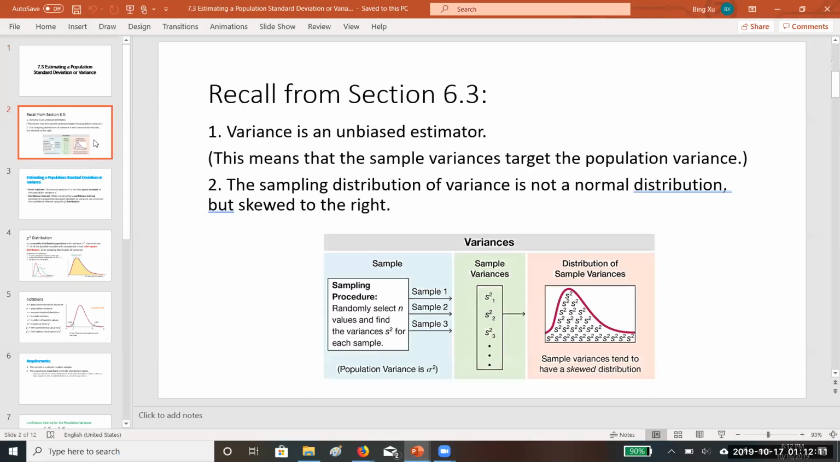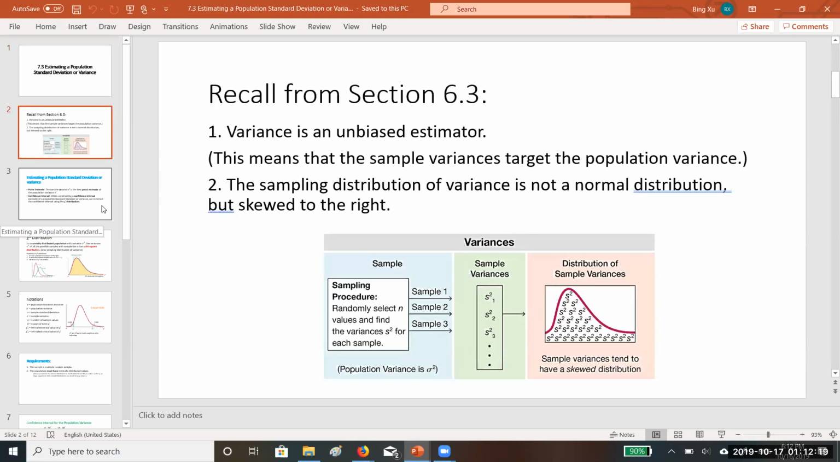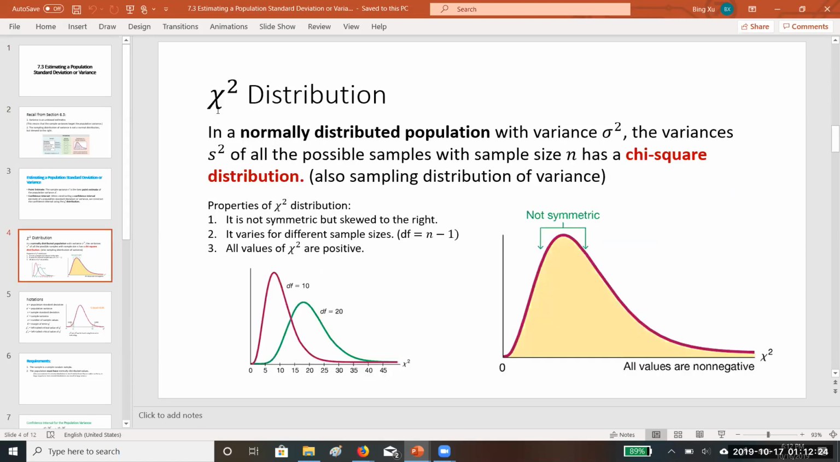All right. So 7.3 is to estimate the population standard deviation or variance. So here we use what is called the chi-square distribution. I know it says CHI, but from what I know, chi-square is the most popular pronunciation. Chi-square distribution.